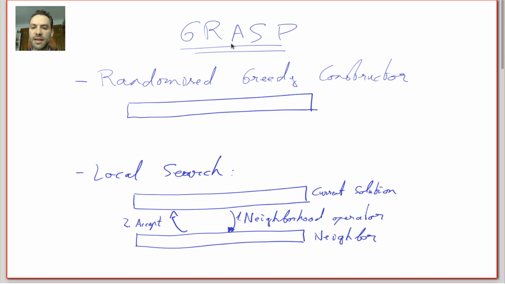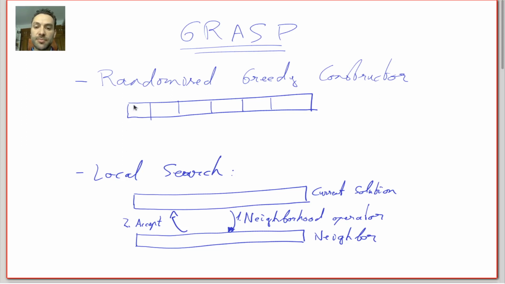The idea of GRASP is that it applies a randomized greedy constructor. So at the beginning, the solutions are not always the same. Those solutions are afterwards optimized by the local search procedure. Well, the idea is that, as in greedy, the solution components are selected according to a heuristic function. But here some randomness is introduced.